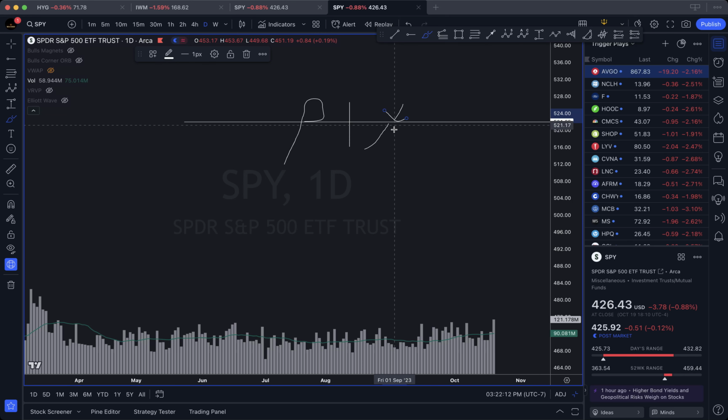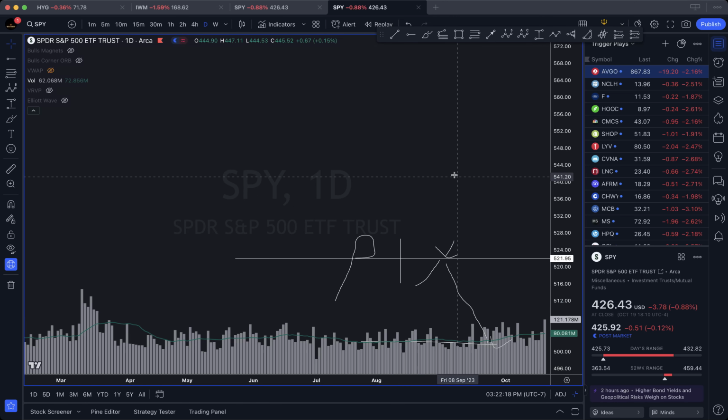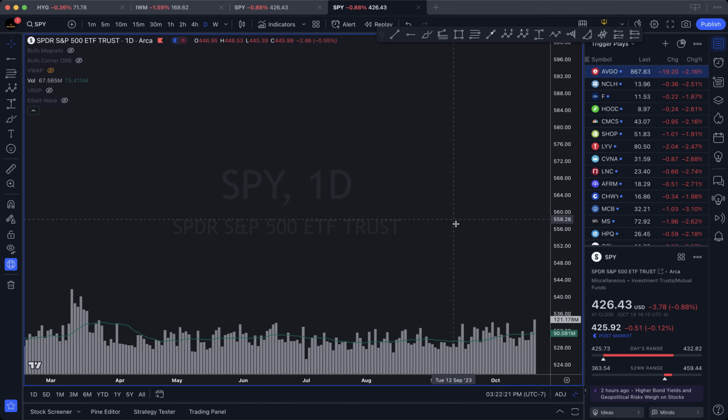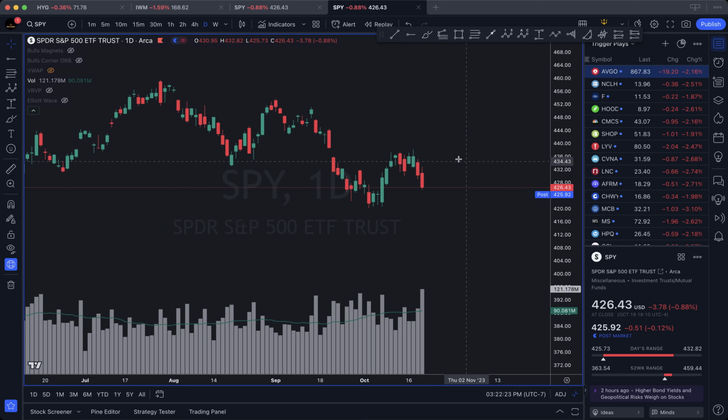So this is where I would enter my trade, targeting these prior lows here. So let's look at some of the examples. I already did talk about some of these strategies here, but I will show you guys more examples on how you can play.